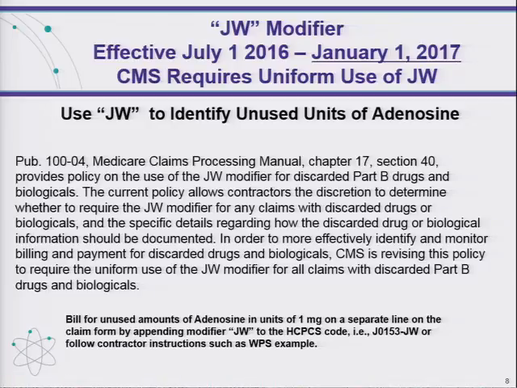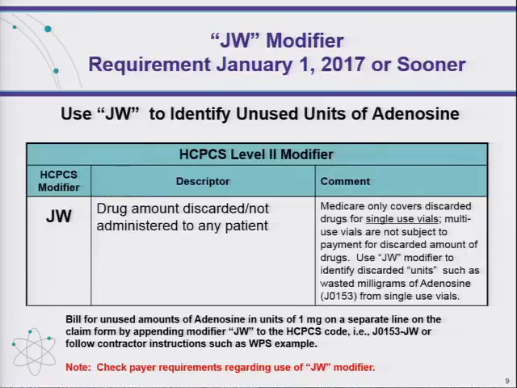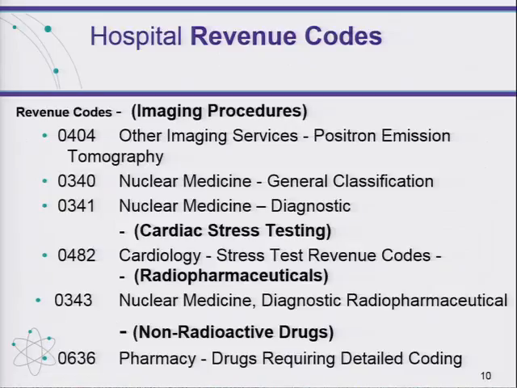If you are trying to code and bill for a wasted product, and that would be not using an entire vial of adenosine as an example, because that's a single-use vial, then you are going to be required to append the JW modifier for anything that you're billing that's a wasted product. I don't have time to get into details on this, but I can certainly talk offline to anybody who has questions about those particular items.